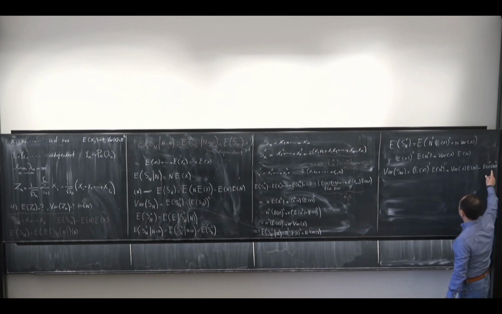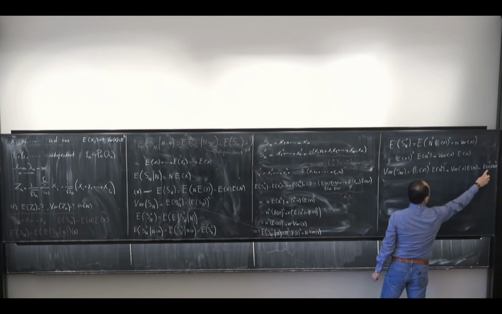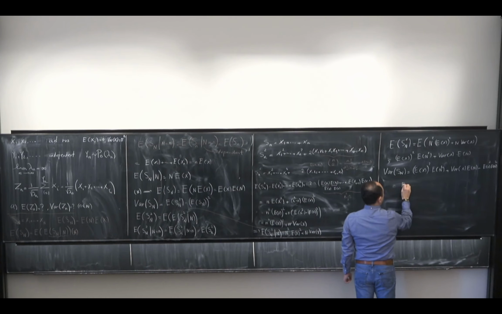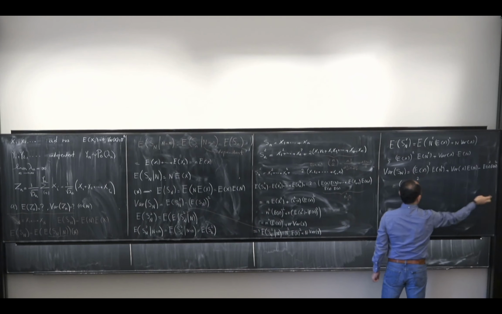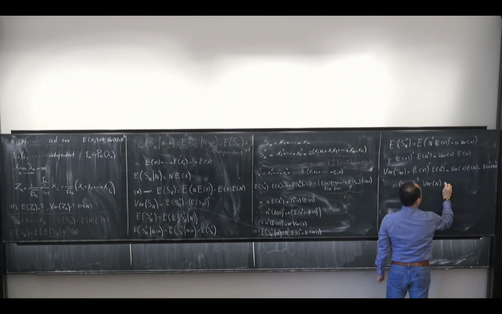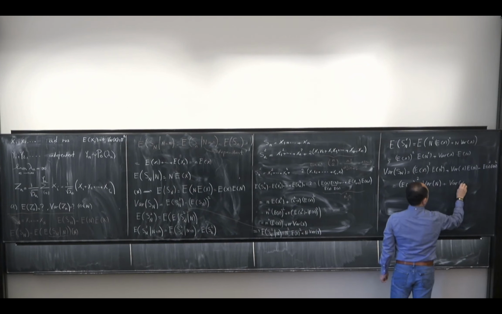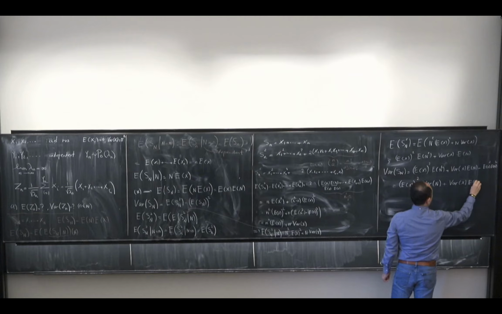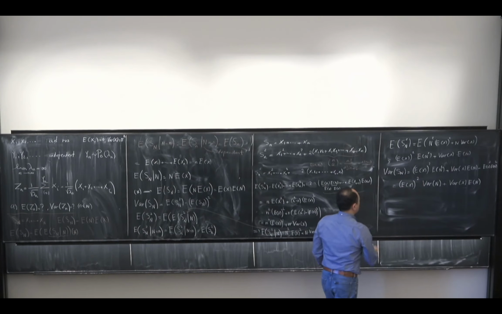Yes, that's correct now. So now if I factor between these two, it becomes E of x to power 2. This one minus that one is variance of n. And then plus variance of x times E of n. That's variance of Sn.